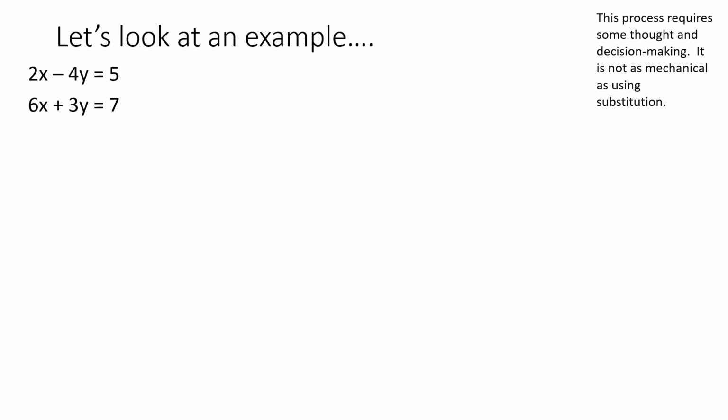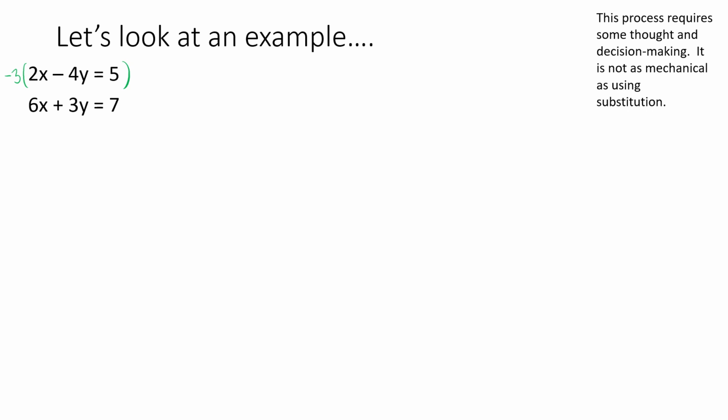And what I see here is I have a 2 and I have a 6. Well, if I could get this 2 to be a -6, then I could add them and the x's would drop out. So I have to think to myself, 2 times what gives me -6? Well, that would be -3.